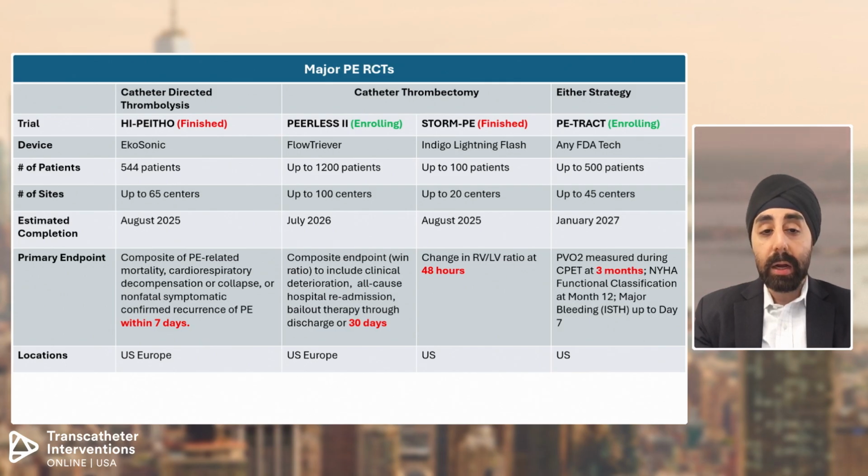These are the major PE RCTs, as we just talked about HiPytho. The similar analog for catheter thrombectomy is Peerless 2. That is still enrolling, although Dr. Geary is a PI and can tell us where that is. It apparently should be finishing up very soon if it hasn't already.